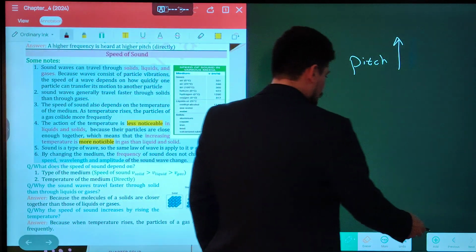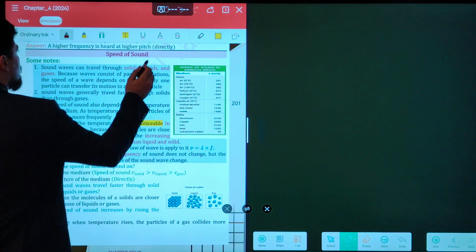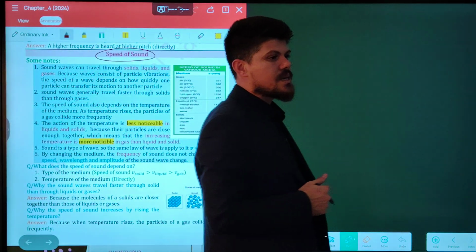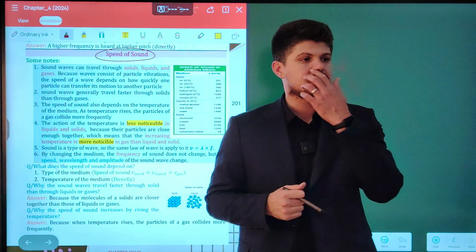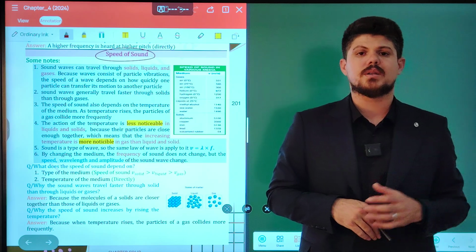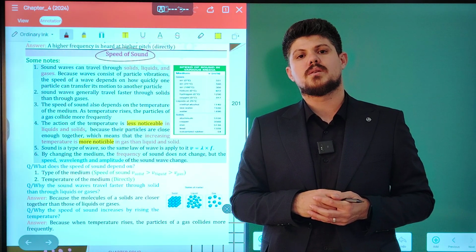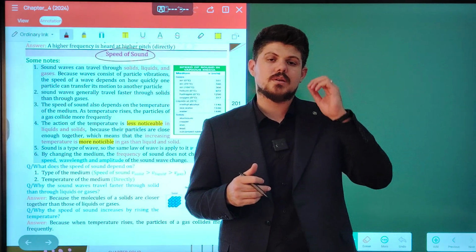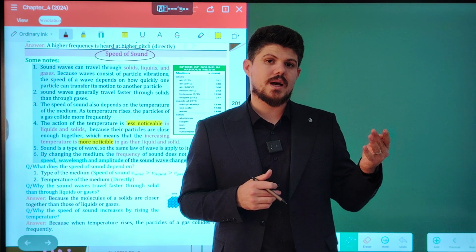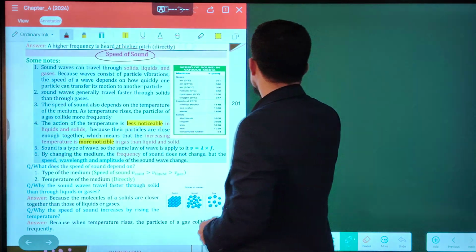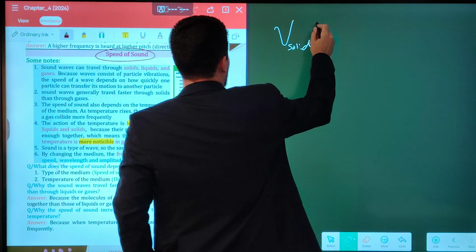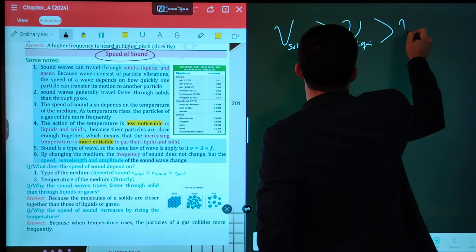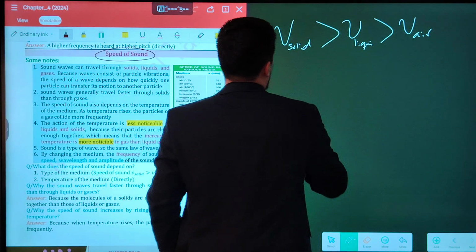Another topic, speed of sound. We will study the speed of sound. As you know, all sources have a sound. The speed of sound is faster in solids than in liquids and gases because of the particles. As the particles get closer to each other, what happens to the speed of sound? The speed of sound increases. In which of the following mediums is it faster: solid, liquid, or gas? Absolutely in the solid. Speed of sound in solid is bigger than in liquid, and more than in air.